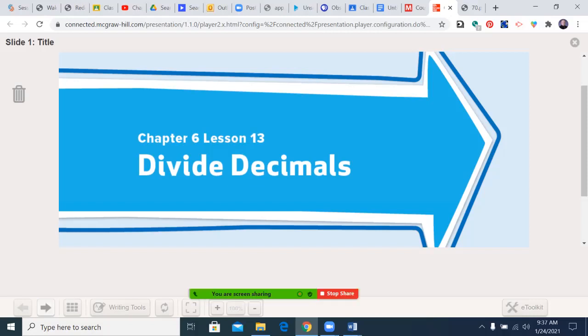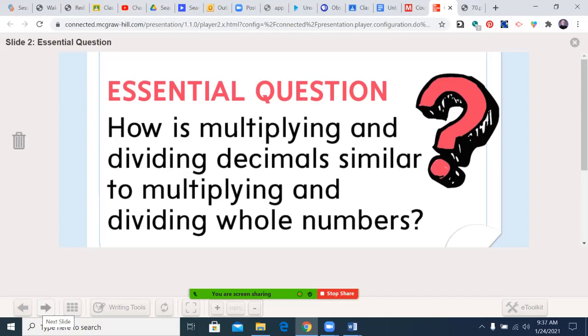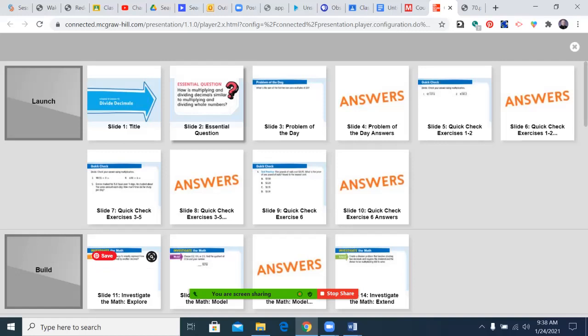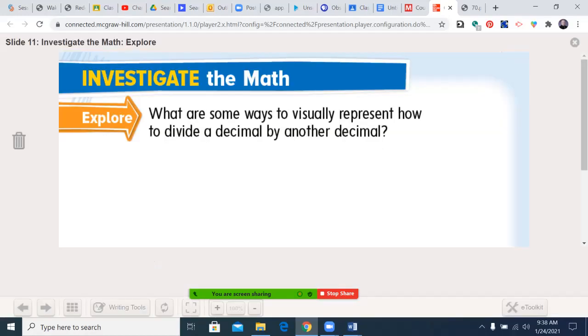Our essential question this chapter is, how is multiplying and dividing decimals similar to multiplying and dividing whole numbers? And we're nearing the end of the chapter. So by now, hopefully you're seeing that the algorithms are the same. It's just the movement of the decimal point throughout the problem. We're now moving into that final step of where to move the decimal point in division problems. What are some ways to visually represent how to divide a decimal by another decimal? Well, you could use manipulatives, but I would also say you could use the standard algorithm to view it here.